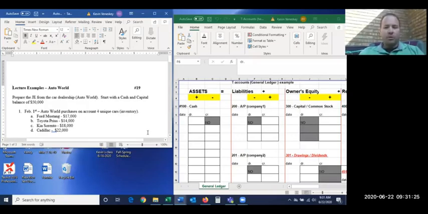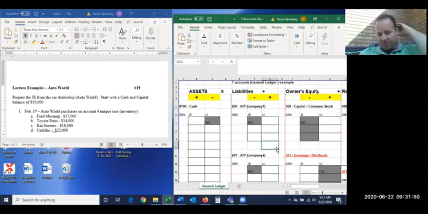All right, for segment 2, we're going to go through an example problem that I think will really help solidify all this new material when we're selling inventory. So you should have open this lecture example called AutoWorld. I would also have up a blank T account page. That's going to become helpful, and you want to fill these in as we go through it.